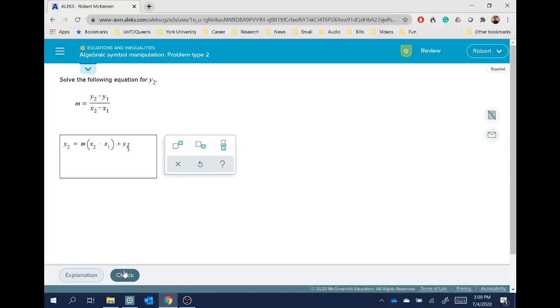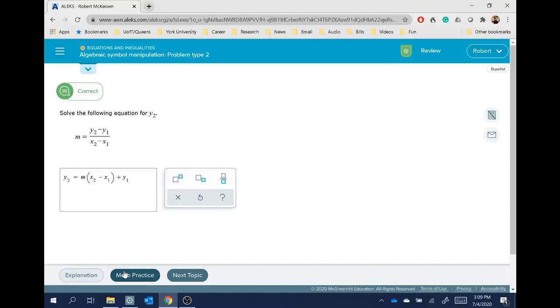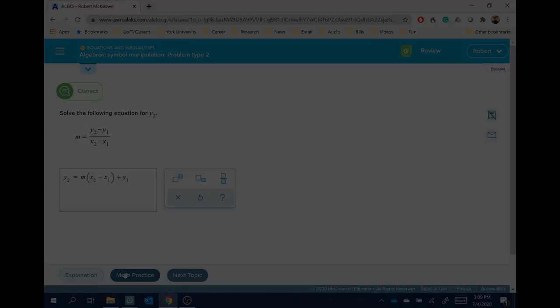And let's see if we have the right answer. And we do. We have the right answer. So pretty straightforward. Just showing you that really you can multiply both sides of the equation by more than one term, right? We multiply both sides of the equation by x2 minus x1. As long as we do that properly, there's no problems with doing that.